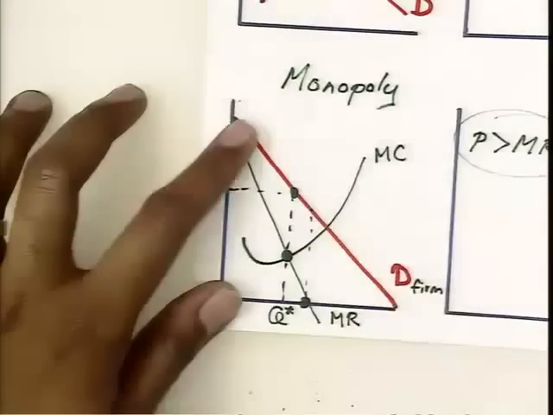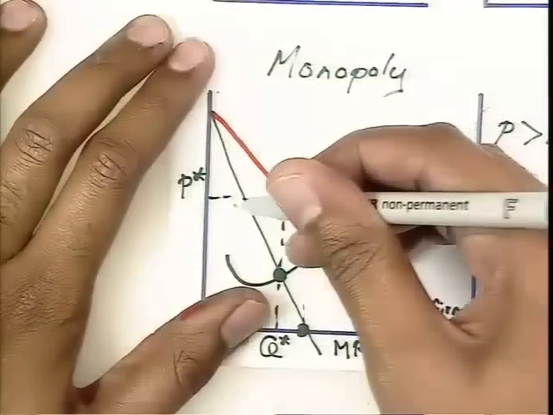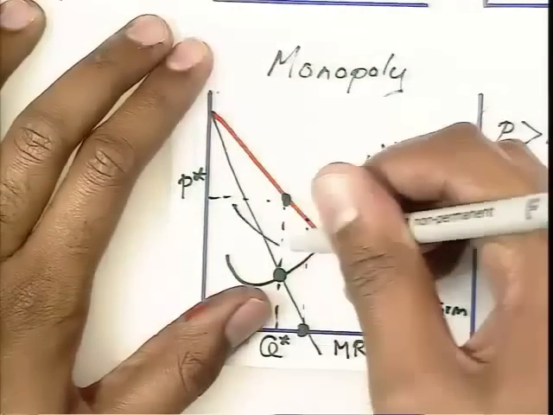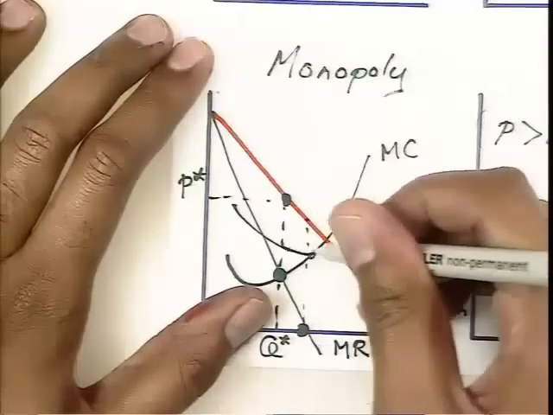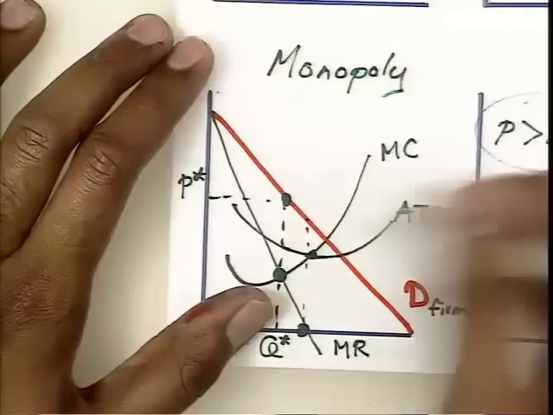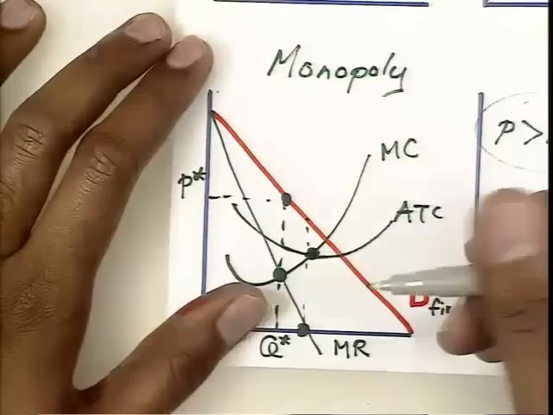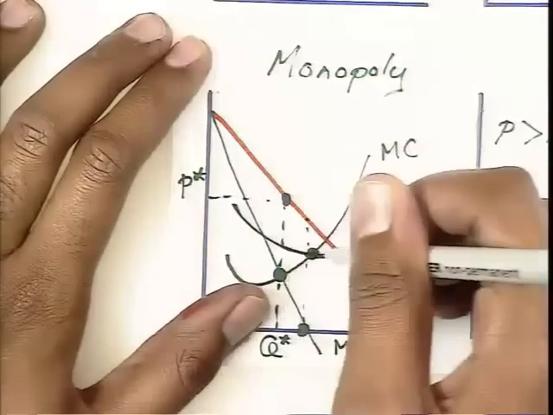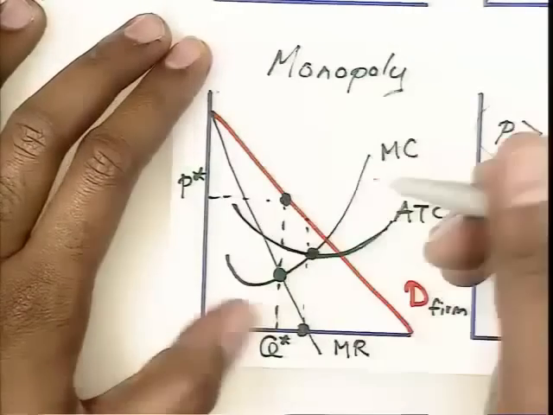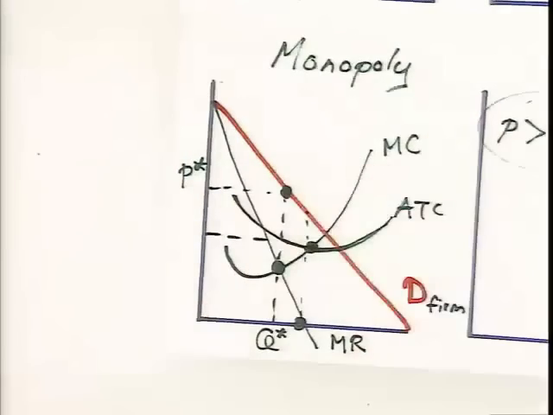Back to the usual case of a monopoly. If the monopoly is making economic profits, the average cost curve, it doesn't have to be in the middle there, that's just a coincidence. The average total cost curve, if it's below the price, you will have economic profits.